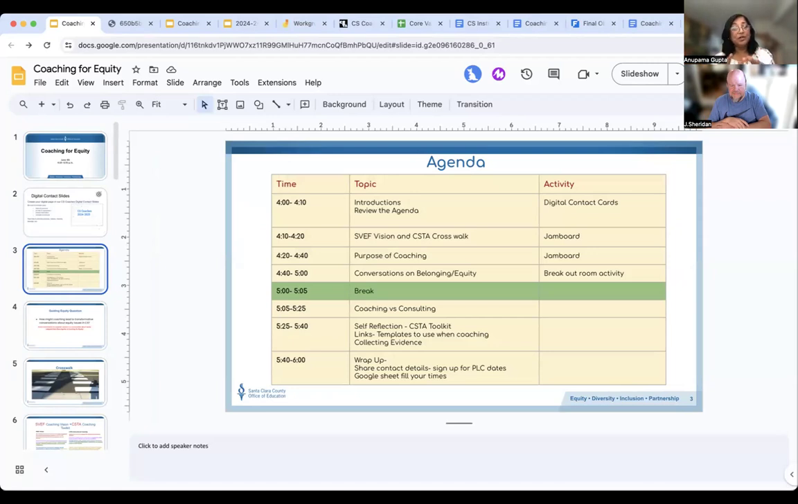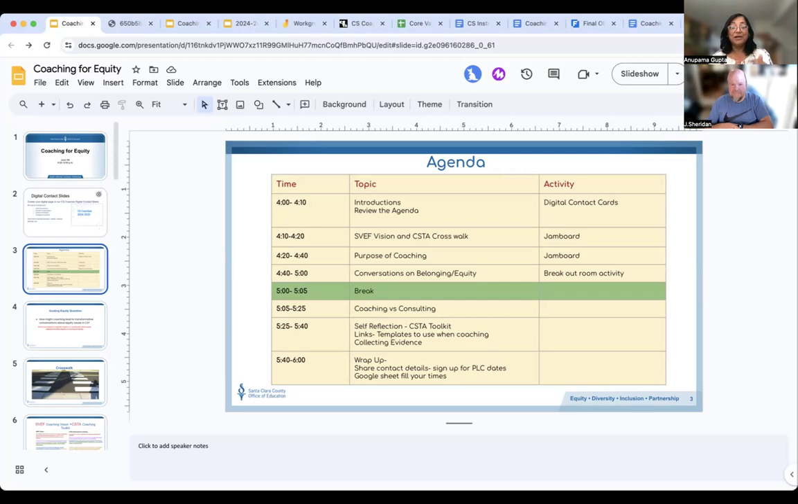After that, we'll talk a little bit about the purpose of coaching, which is more about having a common understanding of what we're doing together: what's our purpose, what's our journey going to look like. After that, we'll engage in a short activity on having conversations on belonging and equity. I thought I'd give a short break, but since you'll be leaving, maybe we'll zoom through it, if you don't mind, so that we can cover everything.